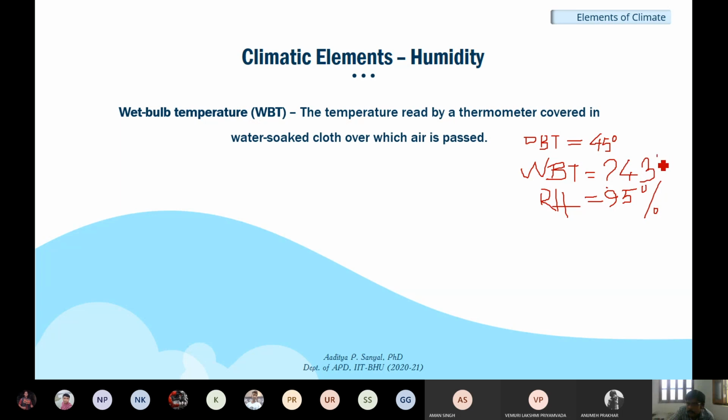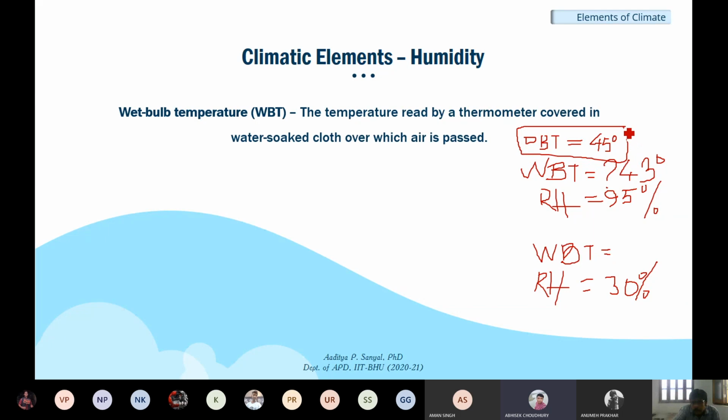Where did you get this 42.75? So approximately 43 degrees Celsius or 44 degrees Celsius. But if the RH is equal to say 30%, the WBT, how much will it be for the same DBT of 46, maybe greater than 45? Why will it be greater than 45? Again, evaporation is going to occur. In your wet, water-soaked cloth, evaporation is going to take place, right? Yes sir, that is for sure. So what will be the WBT now?